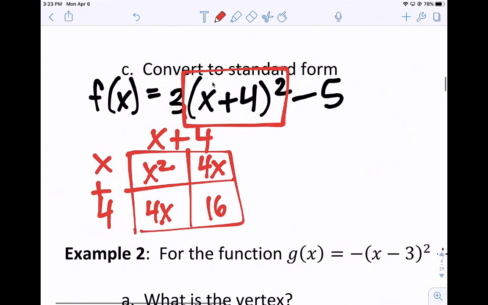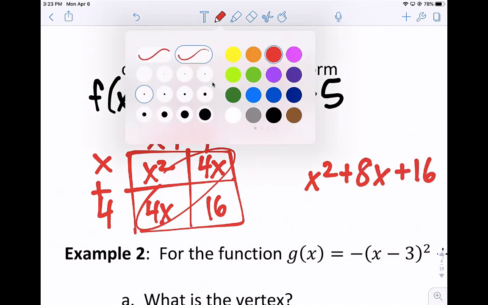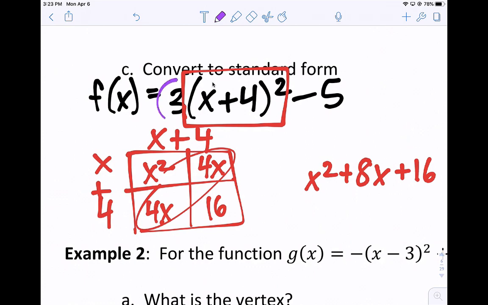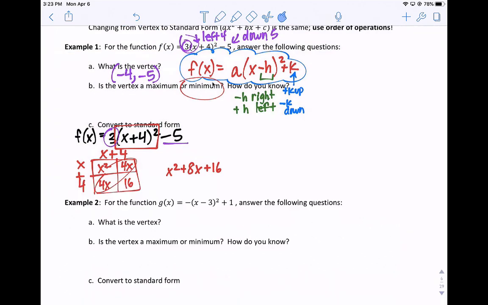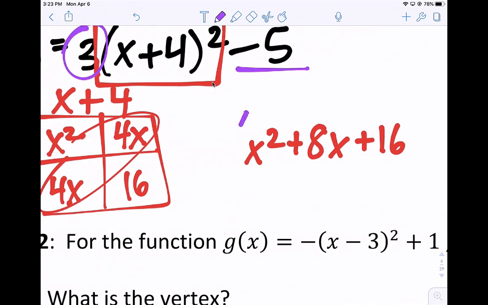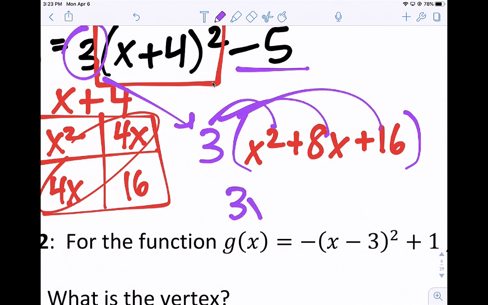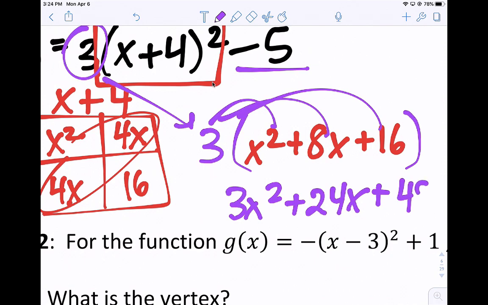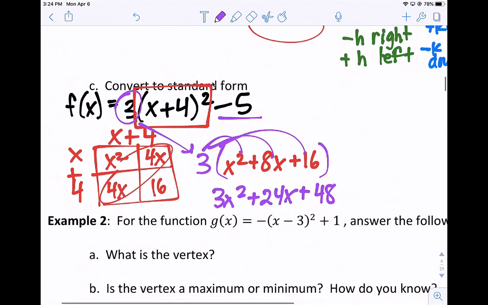So when we multiply that out, we get x squared, and we'll combine like terms, so plus 8x plus 16. So there's the first step. The next step is we're going to multiply. It's either multiply or subtract, and multiply comes next. So we're going to take everything and multiply everything here by this 3. So when we distribute, we'll get 3x squared plus 24x plus 48. And then the last step is subtraction. So we have this minus 5 hanging out at the end, so we'll subtract 5.